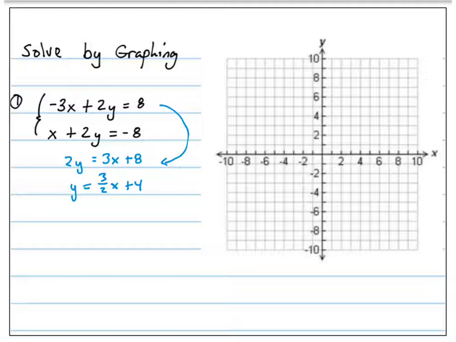Let's go ahead and graph this first line. We're going to start with a y-intercept of 4. We're going to go up 3, right 2. Up 3, right 2. Then we go backwards to get the rest of our points until we have enough for our line.